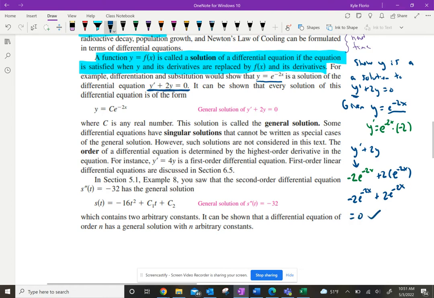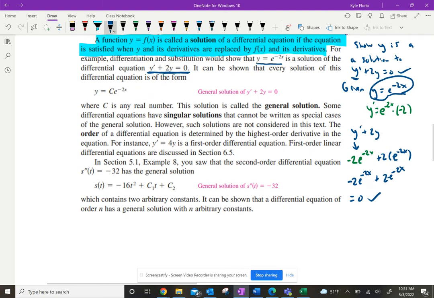So it does turn out that this y is indeed a solution to the differential equation. The derivative of y plus double y is 0. That is one particular solution.